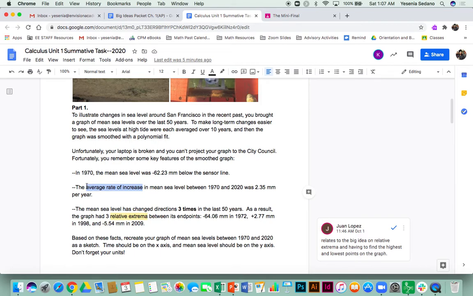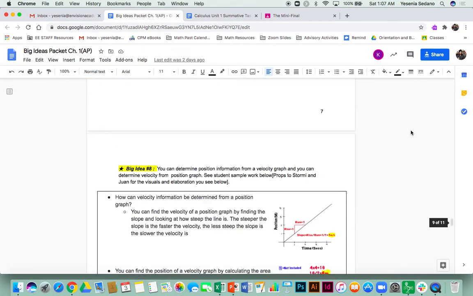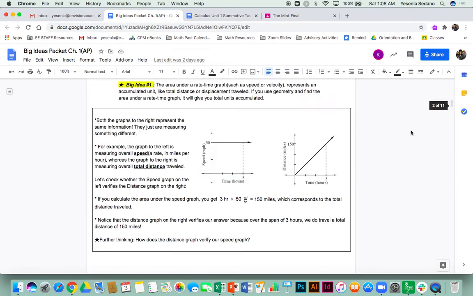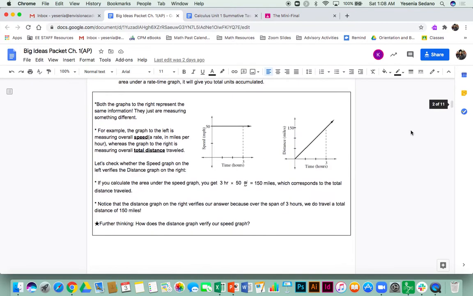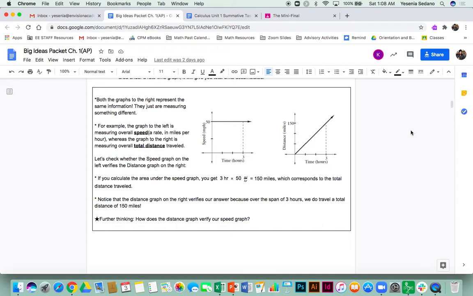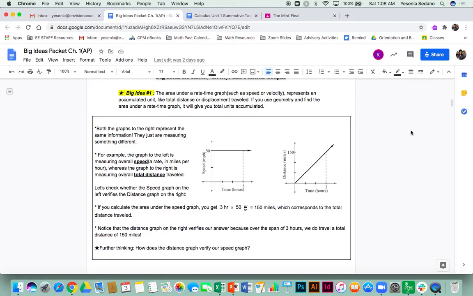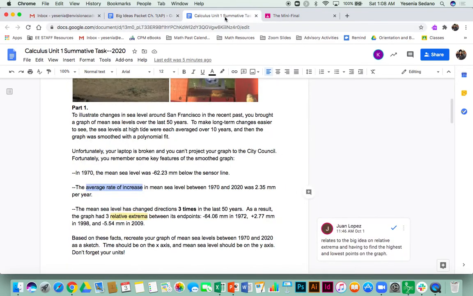Okay, next, average rate of increase in mean sea level. Average rate instantly makes me think velocity, because I know velocity is the average rate of an object in motion, right? We could take the average rate of the sea level rise. It's like finding the velocity of the mean sea levels. And again, with rate-time graphs such as speed or velocity, we could think of this as the velocity of how fast the tides are rising, or how slow they're rising, or how fast they're decreasing over time.